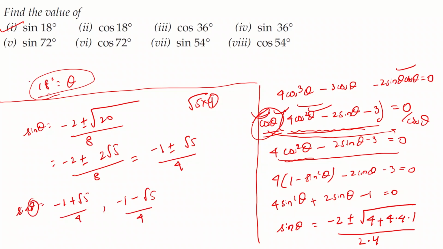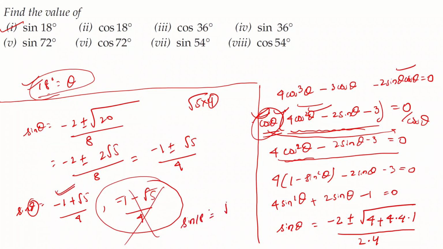But what is theta? Theta is 18 degrees, right? So sine 18 degrees cannot have this value because this is negative. Minus 1 minus root 5 is negative, and we know that 18 degrees lies in the first quadrant. Sine in the first quadrant has to be positive. So this is not acceptable. So what we are left with is this. So sine 18 degrees actually has this value, root 5 minus 1 by 4. This is the value of sine 18 degrees.